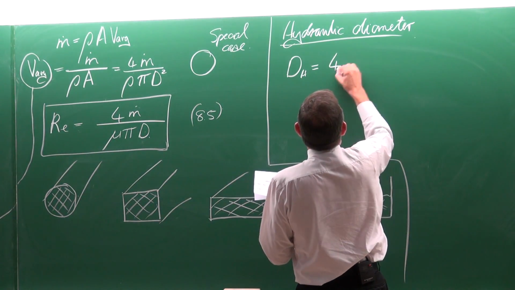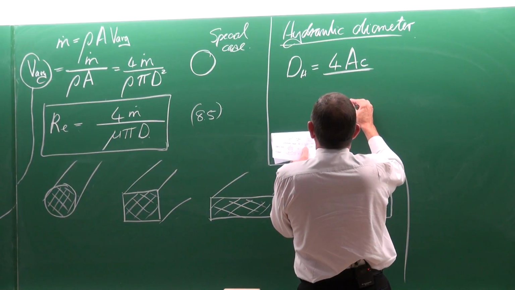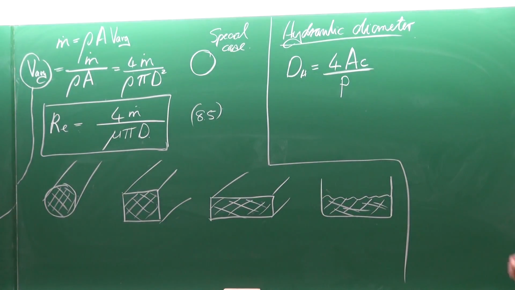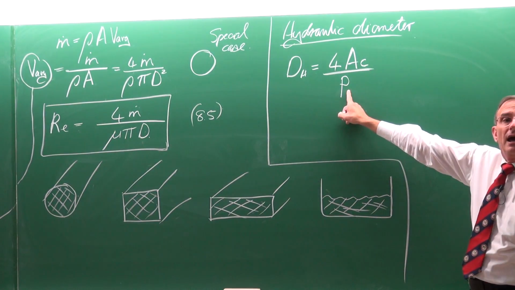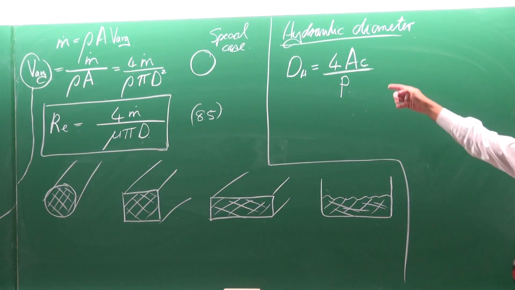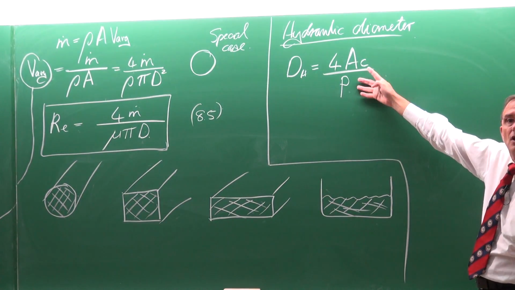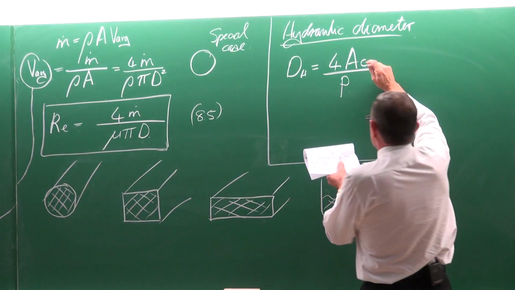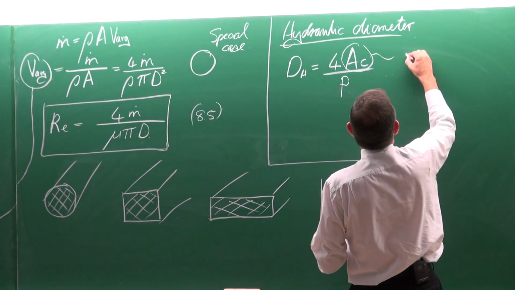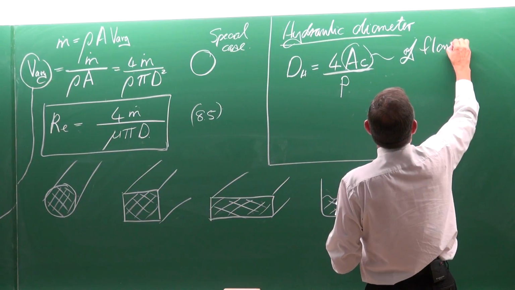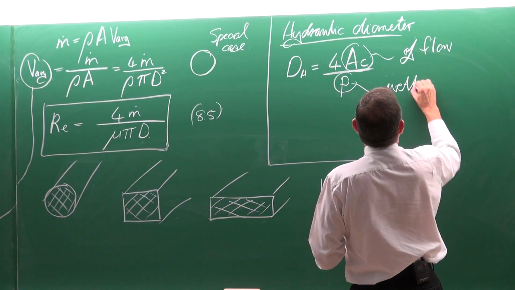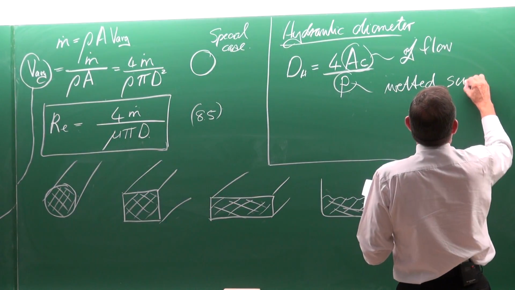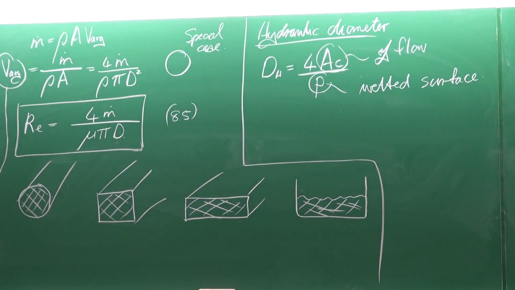As you know, the definition of the hydraulic diameter is 4 times A_c divided by P. Although this is the definition, you have to be very careful about what area and what perimeter you're referring to. This is where many people confuse the application of the hydraulic diameter. For example, this is the cross-sectional area of the flow, and this perimeter is the wetted perimeter, wetted by the surface.